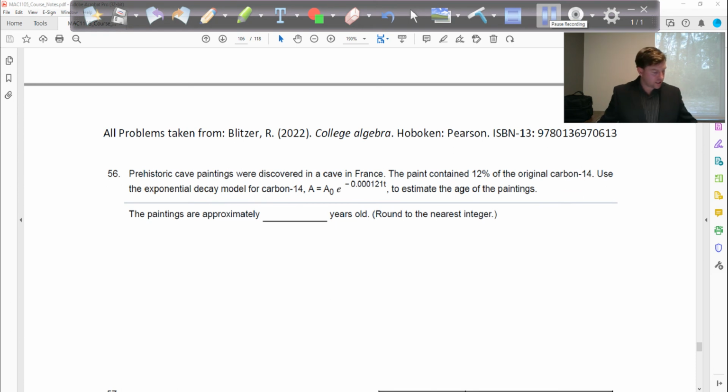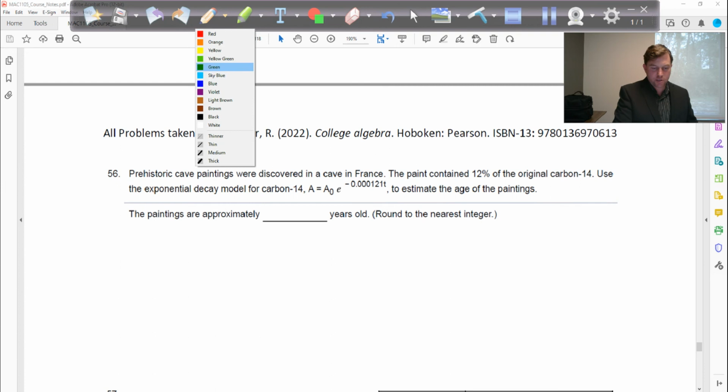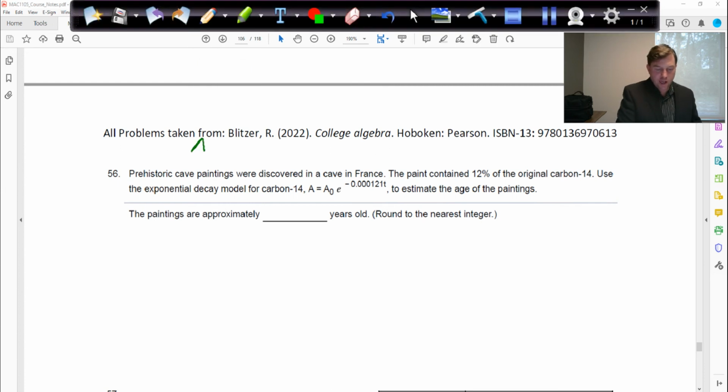Okay, so 56 is going to say, not a half-life per se, but it says, how long will it take until we have 12% of the original carbon left? So to solve this, we're going to rearrange our equation ever so slightly. So we're going to notice that if you take A, the amount in the future, divided by A0, your starting amount, if you divide those two numbers, that is the percentage of what you have left.